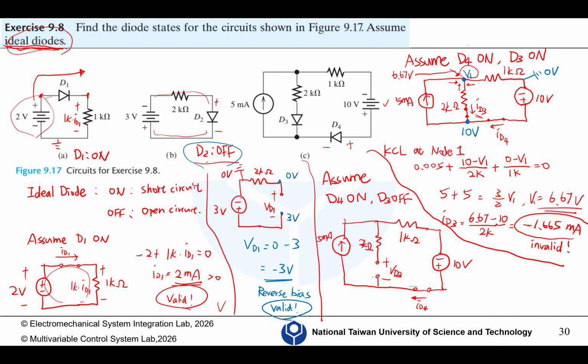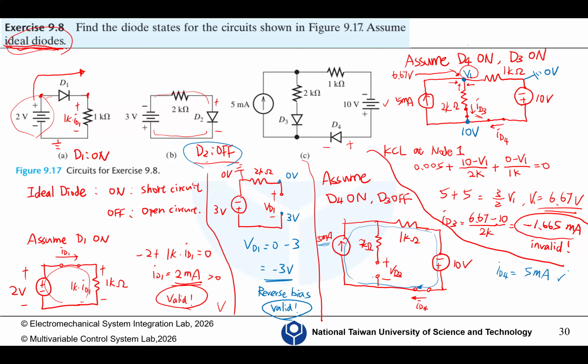In this case, we observe there's a loop, right? Since there's a loop and it has a current source, 5 milliamp, and because of this break, there's no current flow through this middle branch, which means we know immediately that this ID4 equals 5 milliampere, so it's valid. And then we need to check VD3.